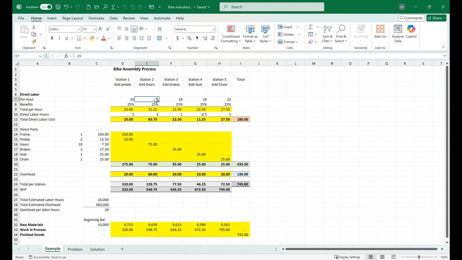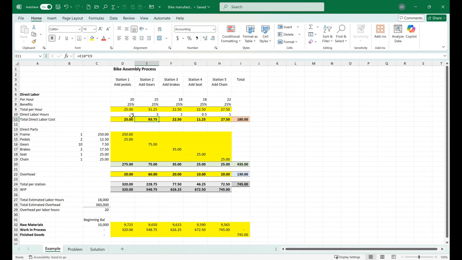Do the same thing in station 2, where they add gears, which takes a little more expertise. We're paying them $25 an hour plus 25% benefits, so their labor rate is $31.25. Quantity of 3 times rate is 93.75, etc. And so you do that. You'll first need to figure out this amount, and then you'll need to figure out this amount.